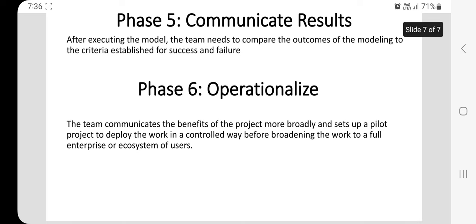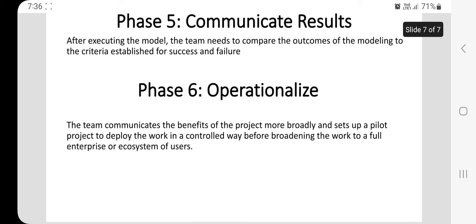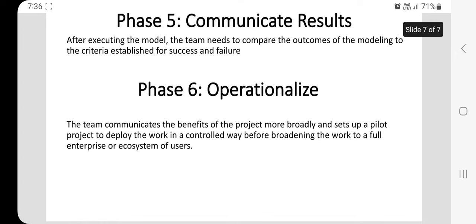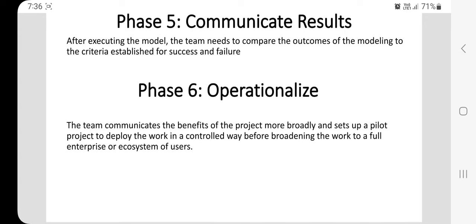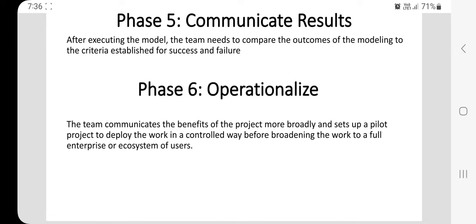Next phase is phase 6. In this phase, the team delivers the final reports, code, and technical documents. The team may run a pilot project to implement the model in a production environment. So the team needs to communicate the benefits of the project more broadly and set up a pilot project to deploy the work in a controlled way before rolling the work out to the full enterprise or ecosystem of users. So there are six phases of the data analytic lifecycle.